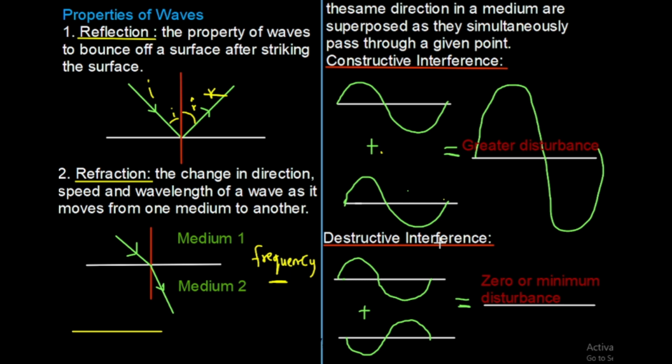Now we also have the destructive interference. In destructive interference, the waves combine, but then we have zero or minimum disturbance. In destructive, we have crest combining with trough, trough combining with crest. Whereas in constructive, we have crest combining with crest, trough with trough. Here we have crest with trough, trough with crest, and this will give rise to zero or minimum disturbance. You can see what we have here. So this is destructive interference and this is constructive interference.